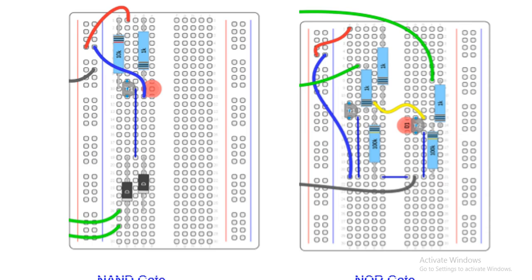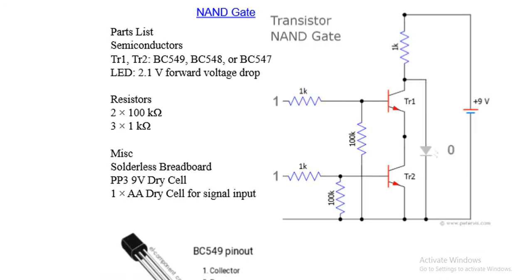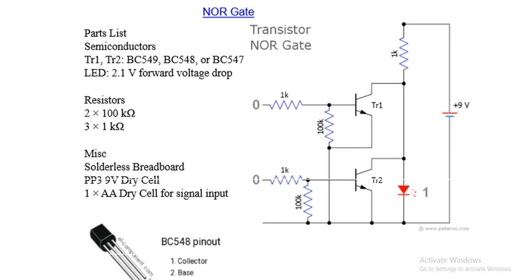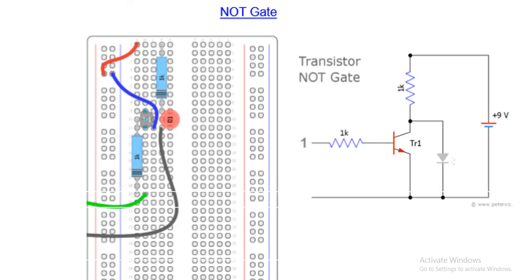And here are two different examples, for a NAND gate and for a NOR gate. For the NAND gate, we have two BJT bipolar junction transistors, TR1 and TR2, and we connect the circuit like this on the left and test it. This is the NOR gate.